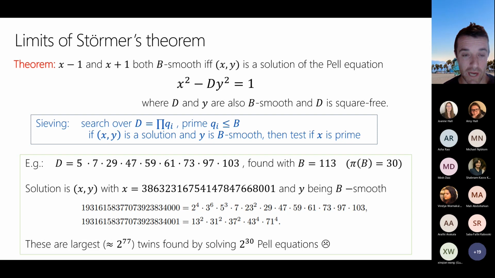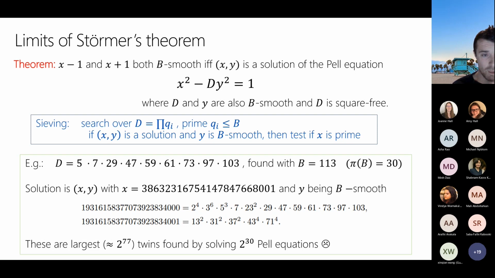So it's just a way to write down the factorization of x minus 1 times x plus 1 in terms of this integer d that is square free, so it contains no squares of primes. It only contains a product of primes with power 1, and y squared is just plainly the largest square that divides x minus 1 times x plus 1. So the way that we use Stormer's theorem is, if we try to fix a smoothness bound B, let's say we fix our smoothness bound to be 113. We don't want any prime factors larger than 113.